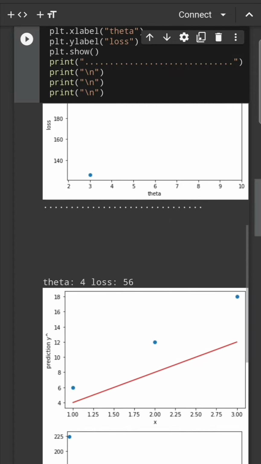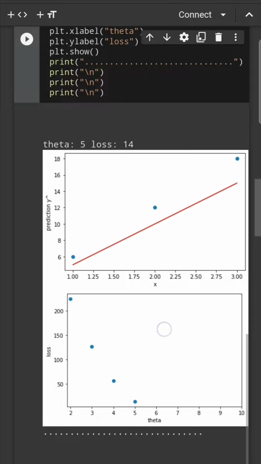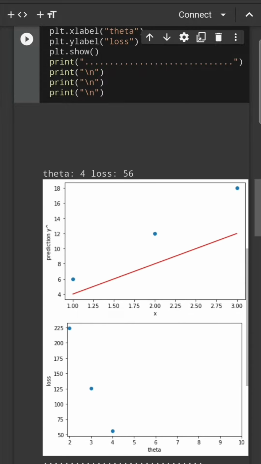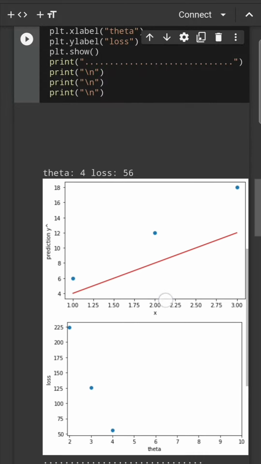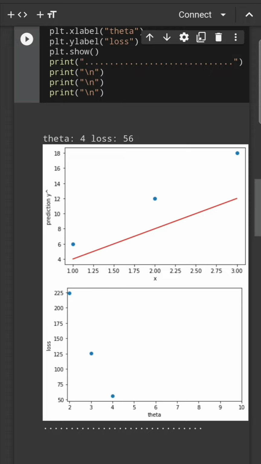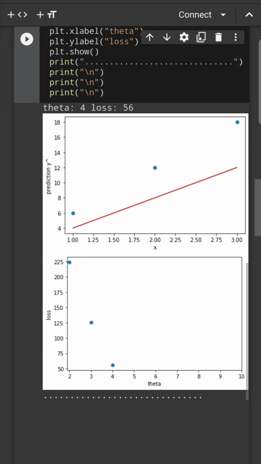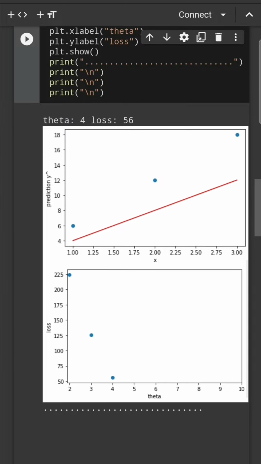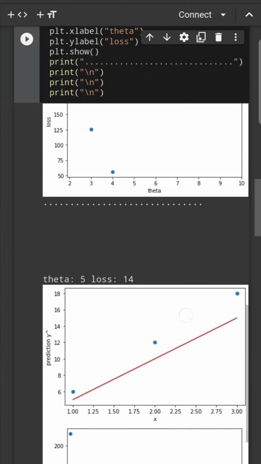So I have done this many times, and the same way we have done it for theta 4, right? And loss is 56, which is very good. It's decreasing. So the prediction line will look something like this, and when I plot this theta 4, our loss value is 56, which I have plotted over here.